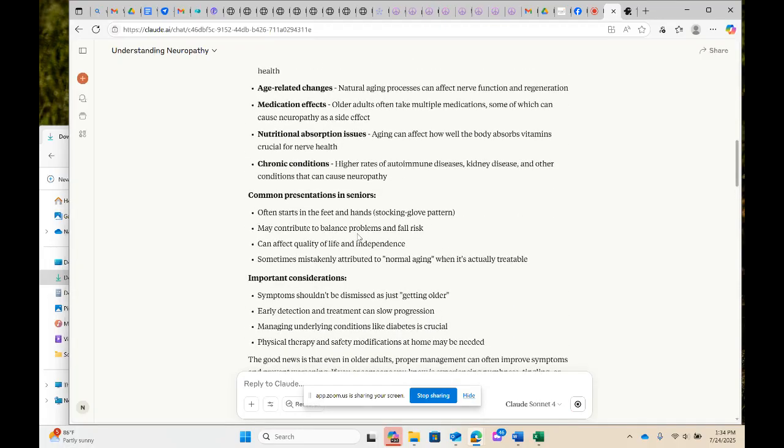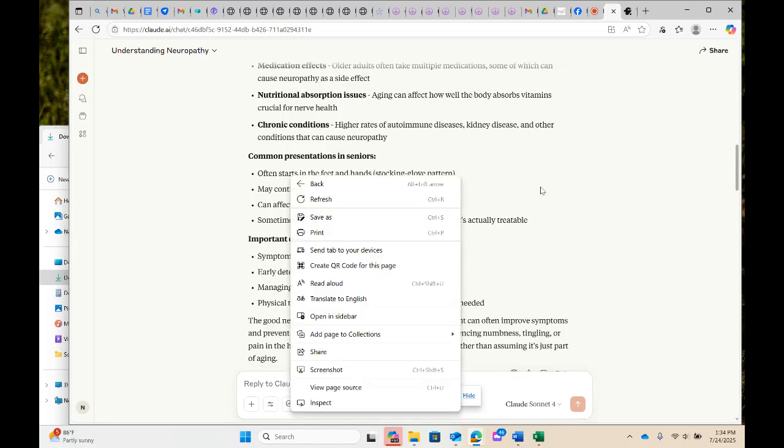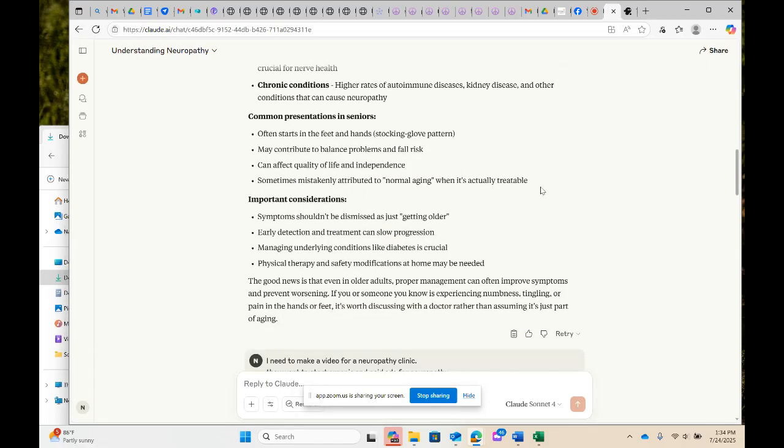Okay, may contribute to balance problems or fall risk. Are you an older person who's experiencing, are you getting a little bit older and you're suddenly experiencing balance problems? Can affect quality of your life and independence. What does that mean?